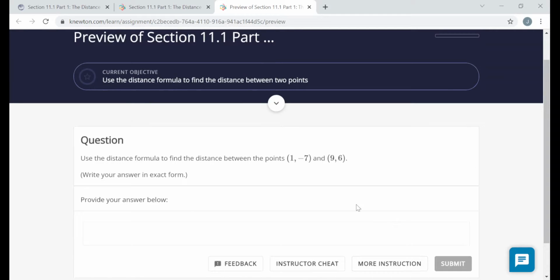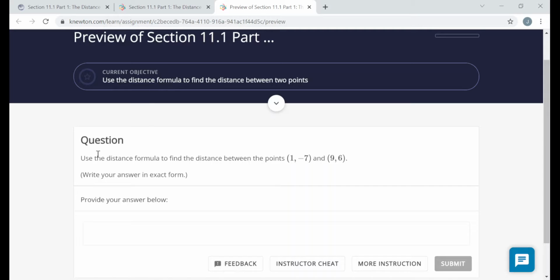Alright, so every question in this is going to involve the objective: use the distance formula to find the distance between 2 points. Now they're talking about 2 points on the XY coordinate plane, or the Cartesian coordinate plane, whatever you want to call it. Alright, so this distance formula is really just coming from the Pythagorean theorem, and I'll show you how in a little bit here.